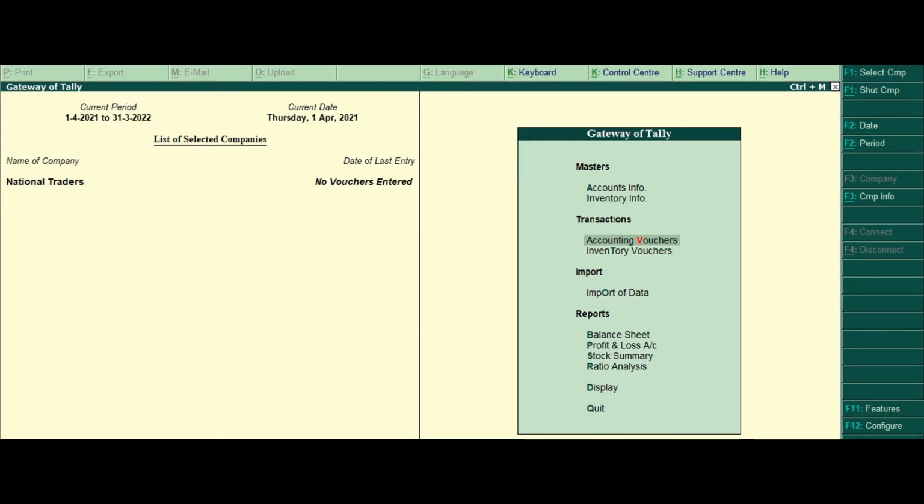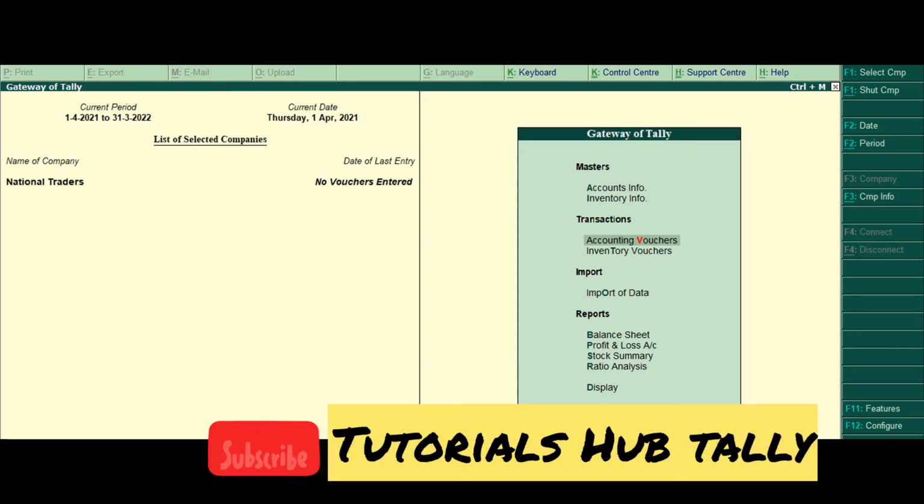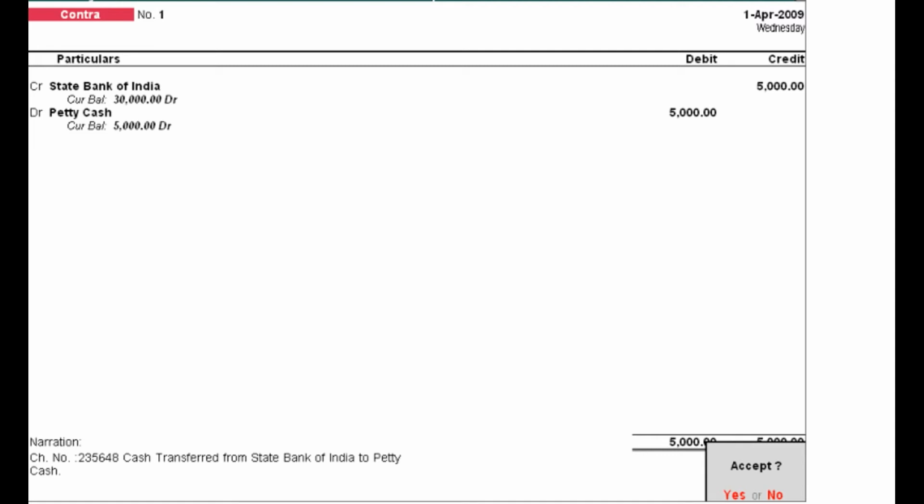To create a contra voucher, you need to go to the Gateway of Tally. Select accounting vouchers. Then press F4 to do the required entries. Press Y or enter to accept the screen.